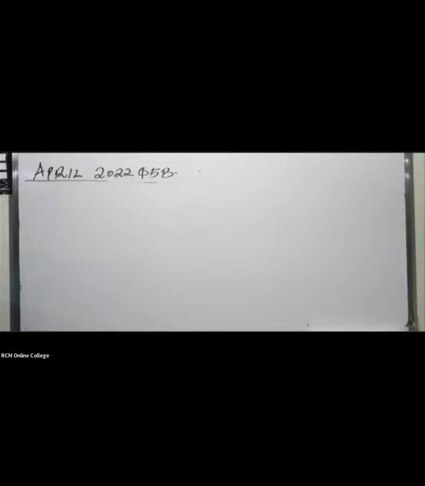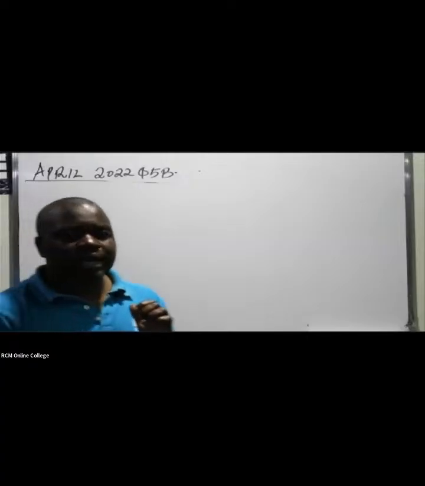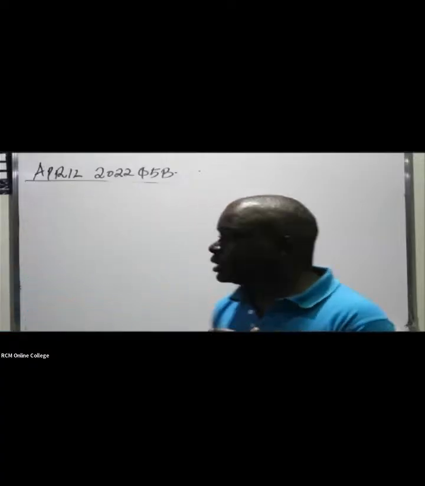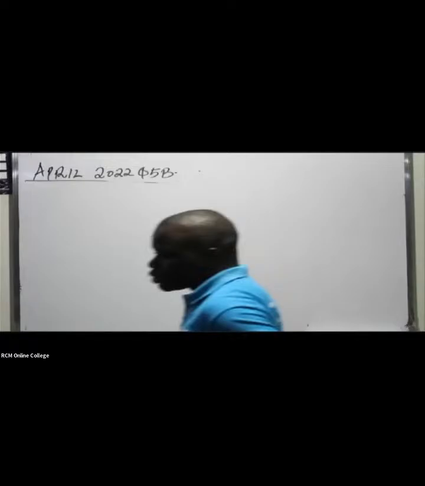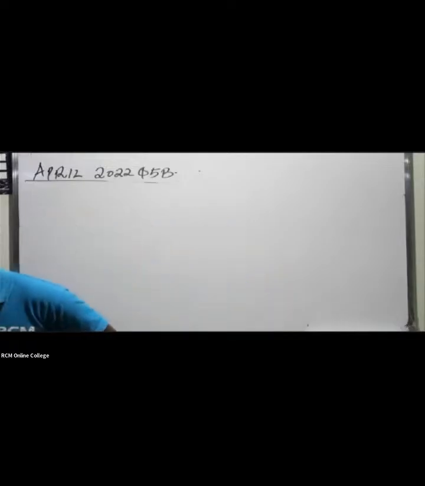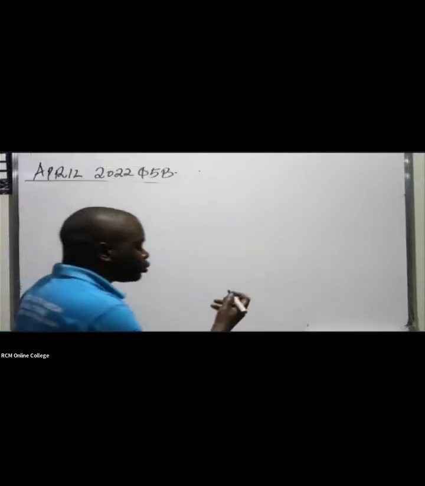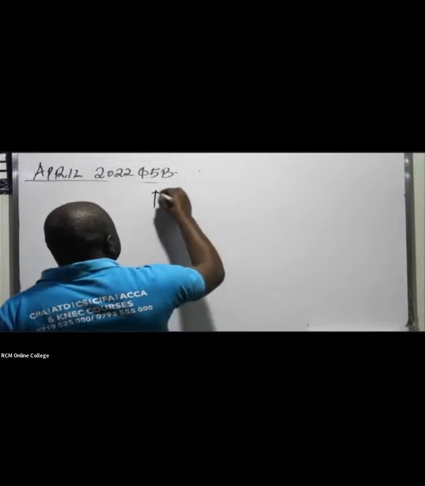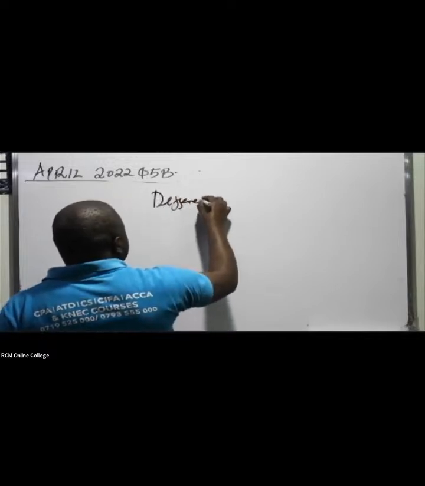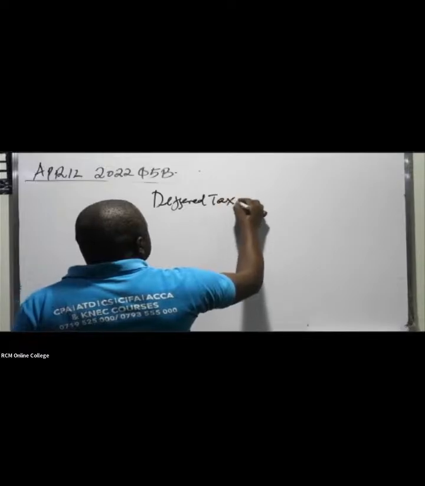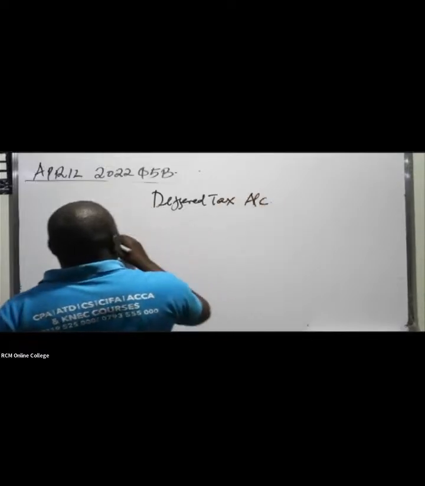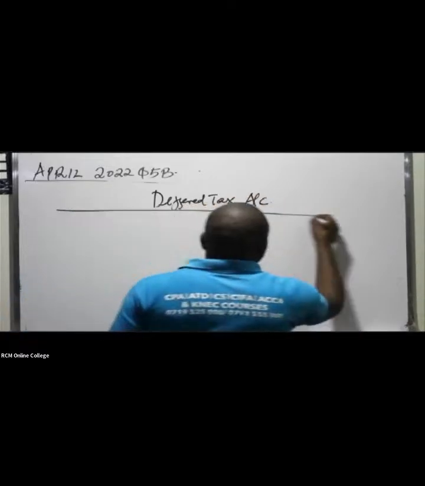So if you look at note number 3, you are told that during the year ended 31st of October 2021, property was revalued upwards by 150 million. So we need to prepare the deferred tax account. You can draw a deferred tax account.